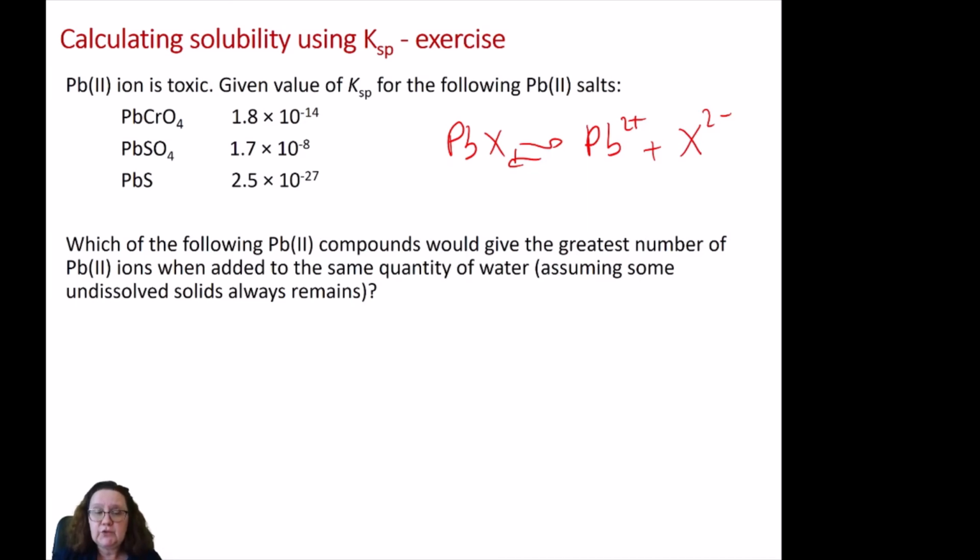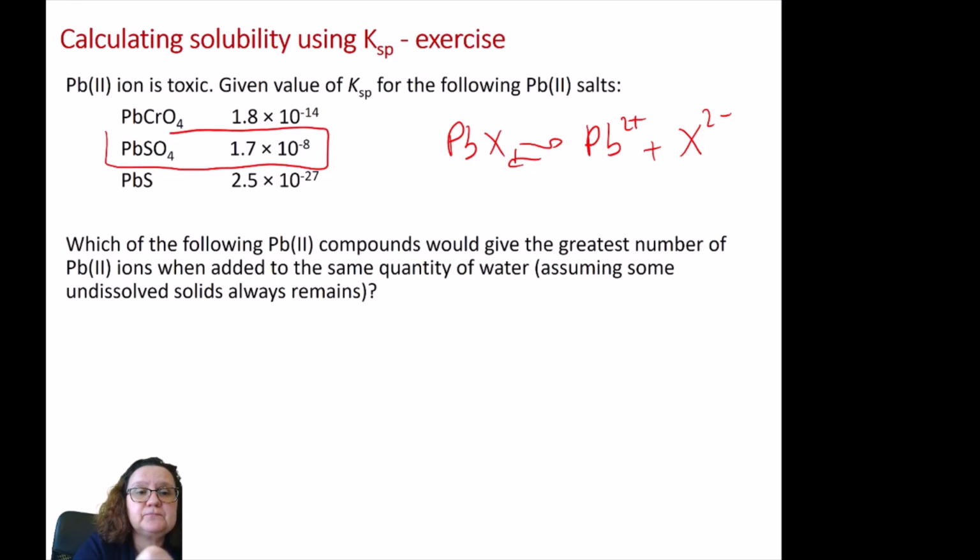Which one would give me the greatest number of lead 2+ ions? Well, it would be the one with the largest KSP. So lead sulfate, that is the one that will liberate the greatest number of lead ions. The second would be lead chromate, which has the second greatest KSP value. And finally, the most insoluble one would be lead sulfide, which is the one that has the smallest value for KSP.